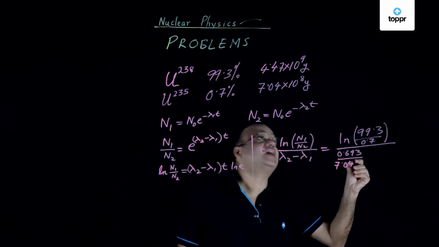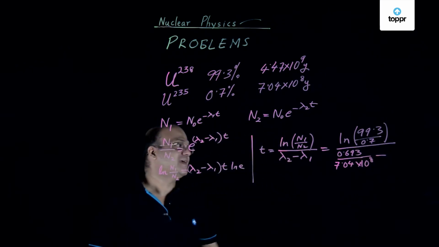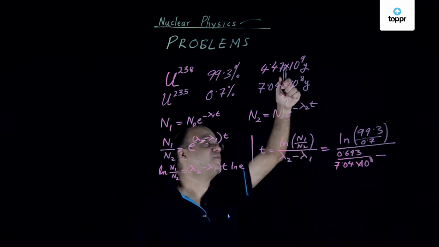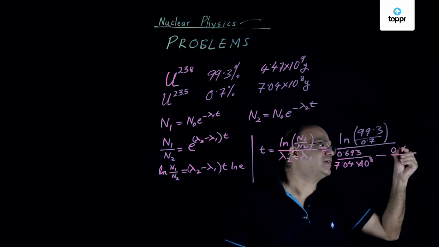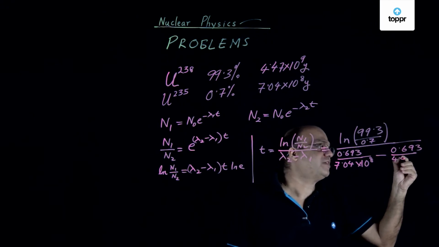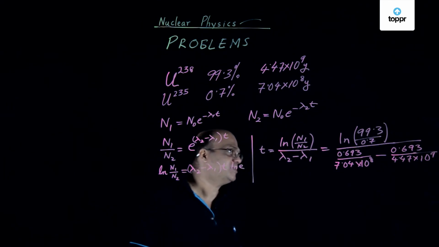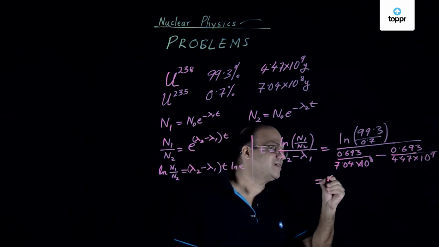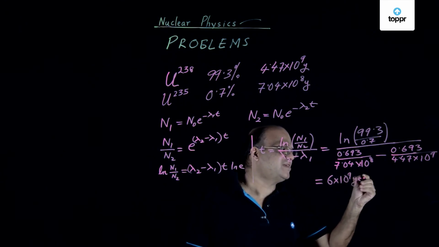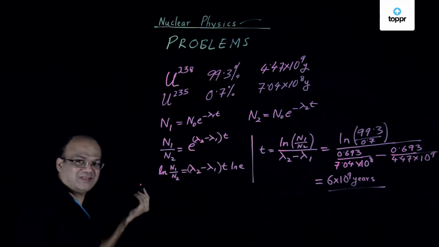7.04 into 10 to the power 8, minus again lambda 1. Lambda 1 will be 0.693 by T half of 1, which is 4.47 into 10 to the power 9. So if we do the calculation, we will get this time as 6 into 10 to the power 9 years. This is the estimate of the age of the earth using this concept.